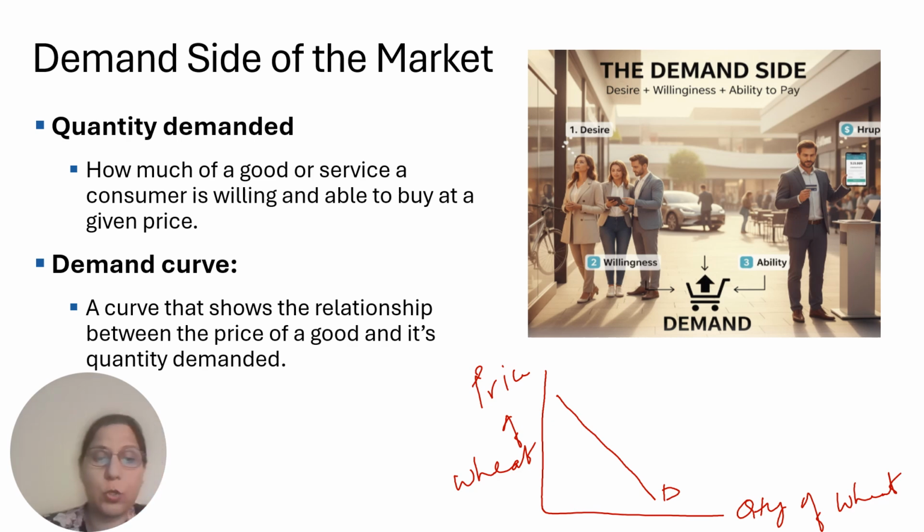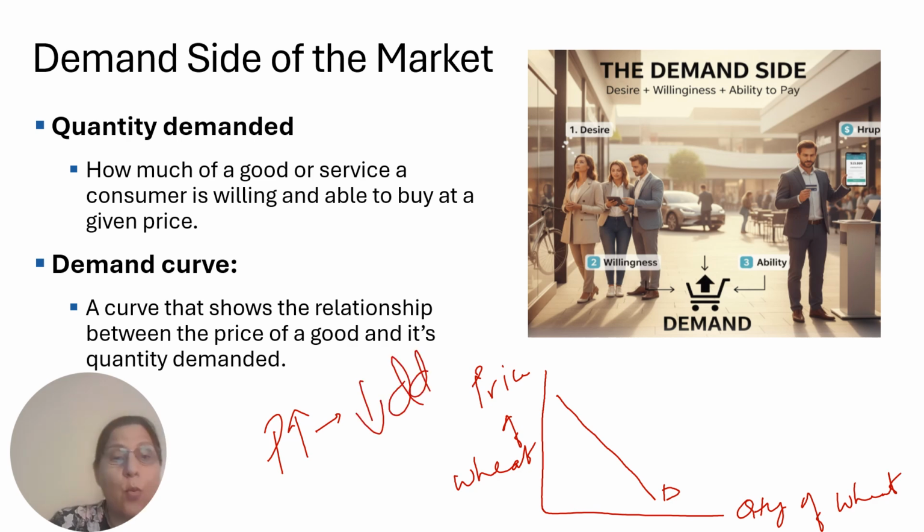And why is it downward sloping? Because as your price increases, an increase in price causes a decrease in demand, and vice versa. A decrease in price causes an increase in demand. So because of this negative relationship between price and demand, there is a downward sloping demand curve.